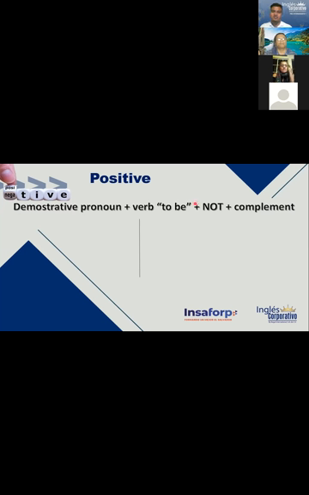So here we have the negative. Well, this is actually negative. It says positive there. That's my mistake. So here we can see, in the negative, the only thing that we're going to do is really simple. Right after the verb be, we're just going to add the little word not. So automatically, that will make it negative. So as we can see, the demonstrative pronoun plus verb be plus the word not plus complement.